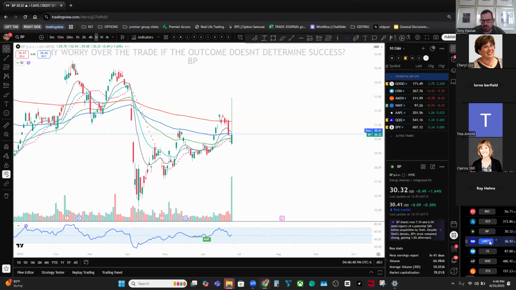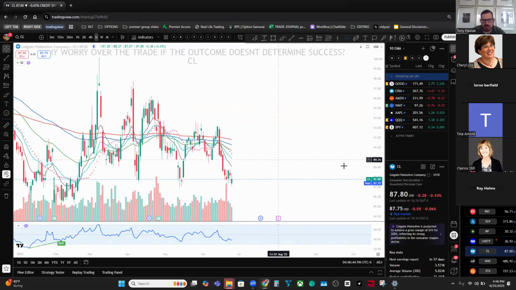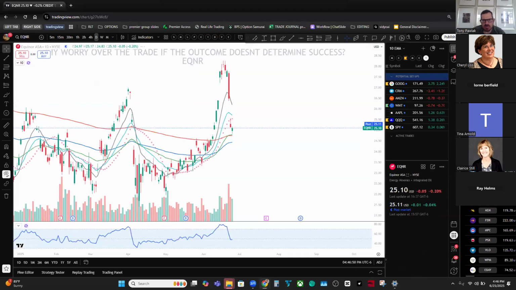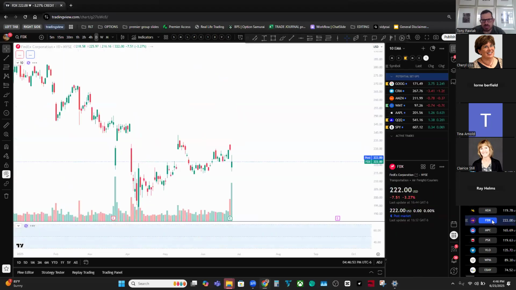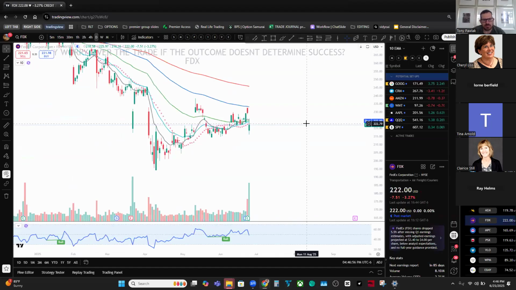BP's all over the place. Not touching that one. Colgate, not next to the 10 EMA. ZTS, not close to the 10 EMA. Not close to the 10 EMA. This one is close to the 10 EMA. It is still bearish. It is still very sideways.